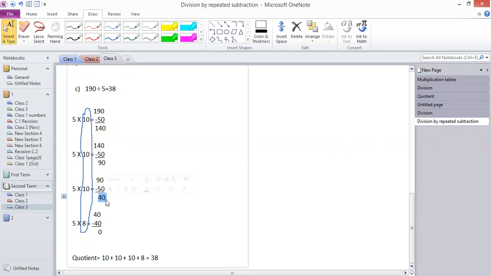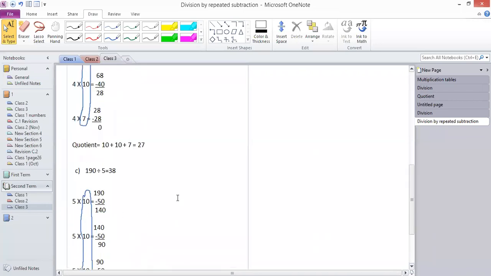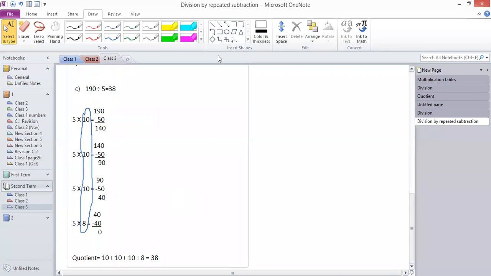Now you cannot multiply 5 by 10, because 5 by 10 will give you 50 and here is 40. So you have to think of a number you multiply by 5 to get 40. You check the table of 5. So 5 by 8 will give you 40. Subtract 40 from 40. The division is complete. For the answer, add 10, 10, 10 and 8. So it is 38. So the answer is 38. Is it clear, guys? Yes, sir. Very good. Now write D also.